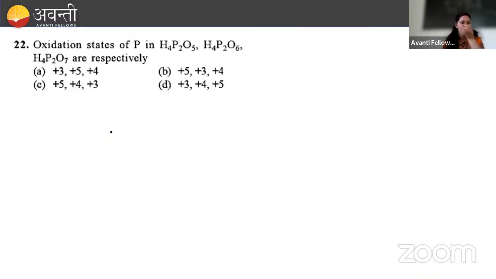Next problem, oxidation states of these compounds. Okay, यहाँ पे हम लोगों को phosphorus की oxidation state निकालनी है इन सब में. You know how to determine the oxidation state, right? If you don't know, let's try to solve one by one.